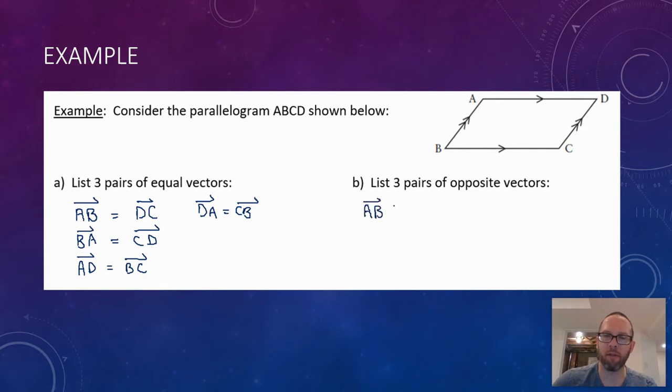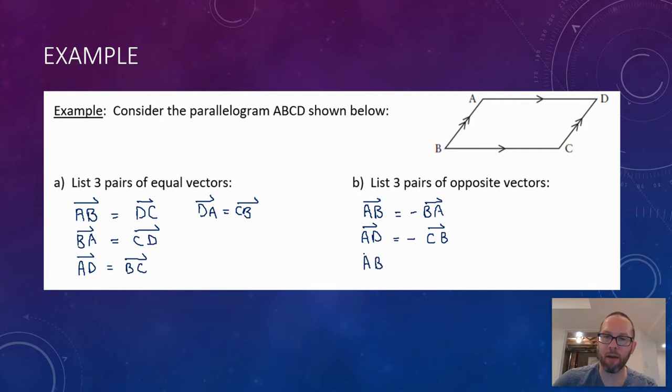So again, you could cheese something out like AB is the negative of BA, or BA is the negative of AB. You could say that AD is the negative of CB. If you think about that for a second, AD goes to the right, CB goes to the left, and they have the same length. They'd be opposite vectors. Maybe I'll do one more.